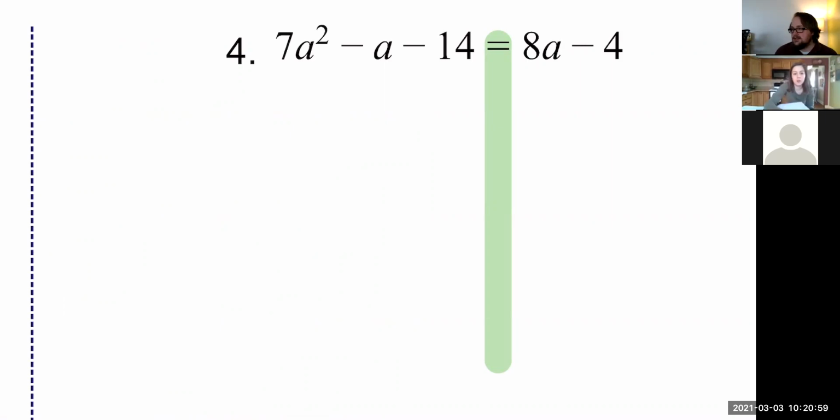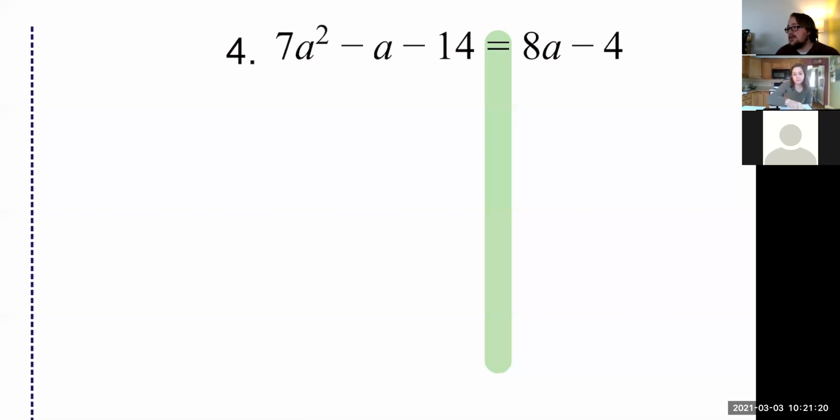It's not set equal to 0. So this one's a little bit more involved because we do have 3 terms on the left. We have 2 terms on the right. But I think that we're capable enough, we could maybe move 2 things at the same time, so long as I'm careful.